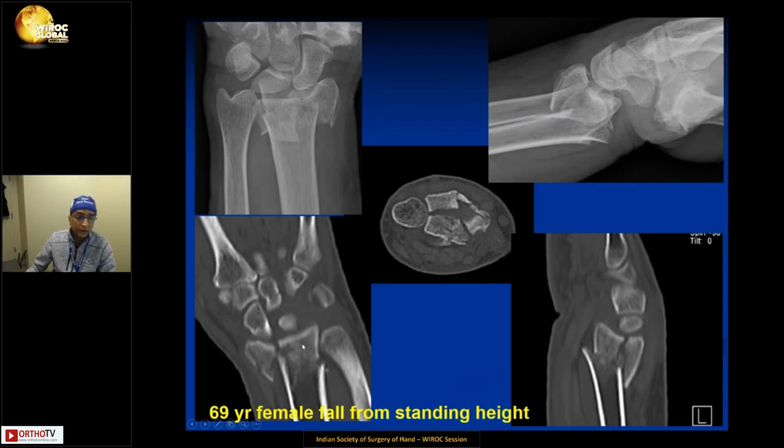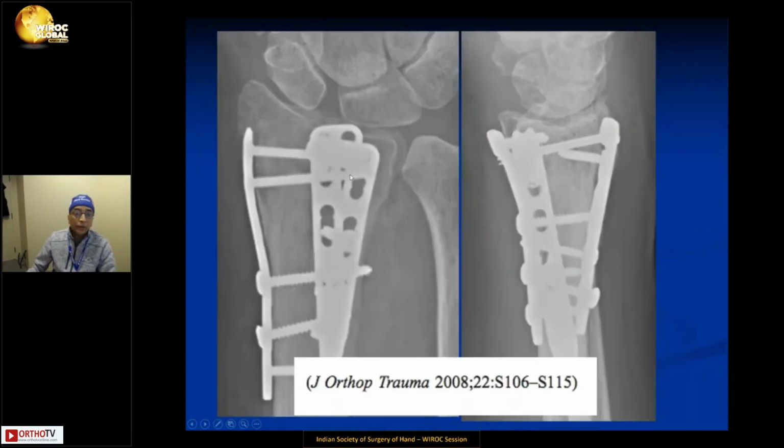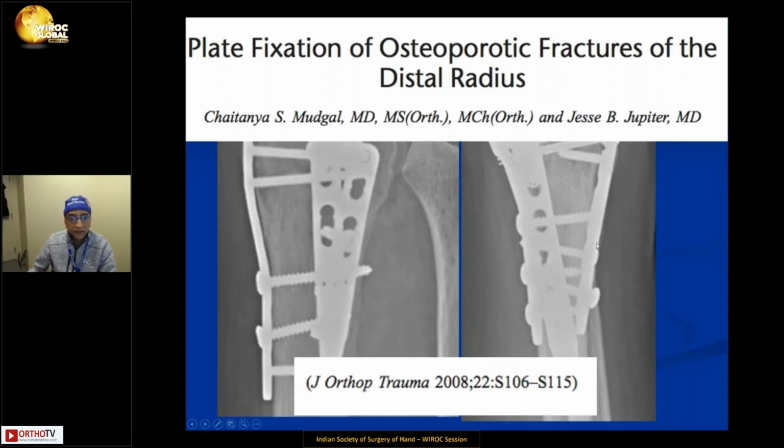The styloid is small, the lunate facet is small. So in this case, I chose to do this through the columnar approach, and I went dorsally and added a second plate. Now, she is older, she's got osteopenic bone, so knowing how to take care of osteoporotic fractures means you have to be familiar with hardware and hardware placement. Finally, the one thing I would say is that just because you have monoblock plates available doesn't mean every fracture should be fixed with a monoblock plate.